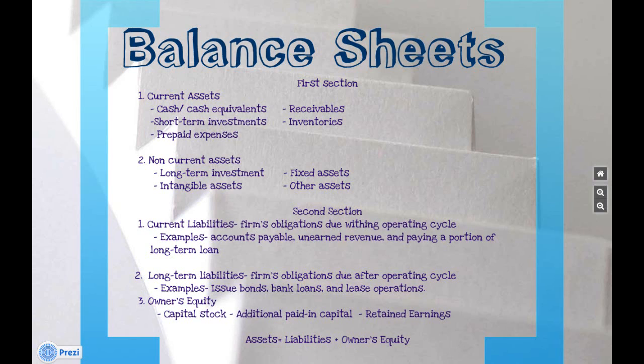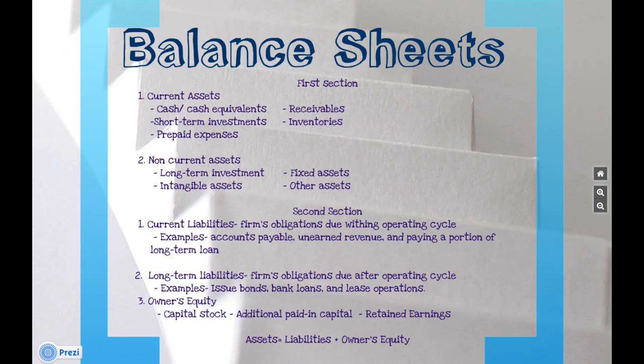Intangible assets. These are assets that do not have physical substance and are not financial instruments. Examples are patents, copyright, and goodwill. The bookkeeper will amortize these assets over their useful lives. Other assets. It is a wide area. It may include long-term prepaid expenses, deferred income taxes, and restricted cash.